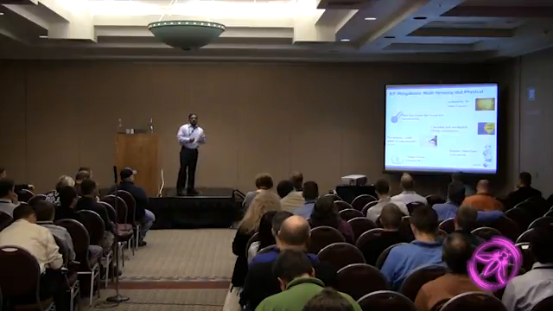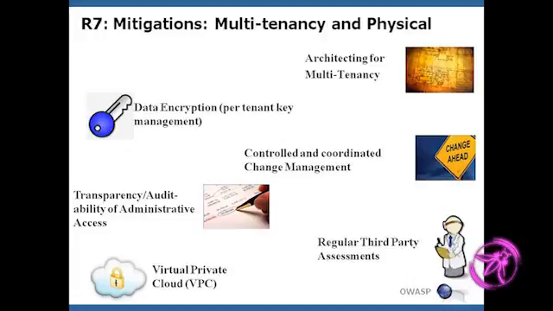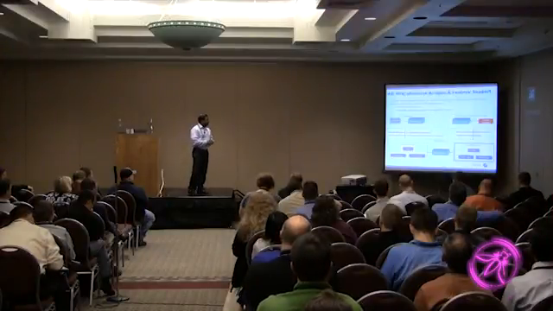So the point here is, if the change is related to one tenant, it needs to be architected in such a way that it impacts only that tenant. So make sure the security controls are architected for multi-tenancy, so that one change cannot impact another. Use controlled and coordinated change management, letting the customers know that something is being impacted in your data center, on your VPDC, virtual private data center, and have regular third-party assessments done to make sure that the multi-tenancy is secure for the cloud consumers to adopt.